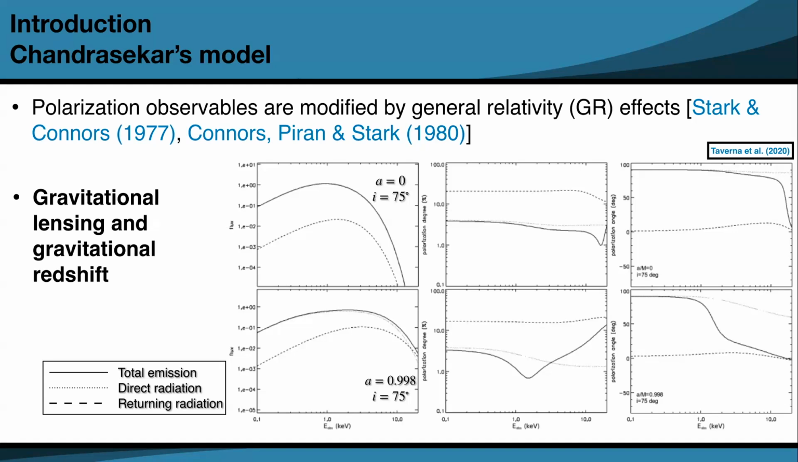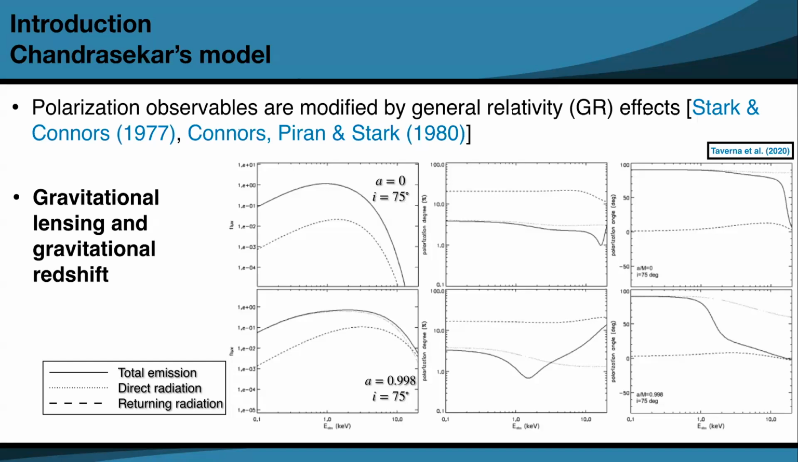But we have a second component that is produced basically by gravitational lensing. That is this returning radiation component that is shown with dashed lines. This component is produced by photons whose trajectory is bent by the strong gravity. Those photons are forced to come back to the disk after the emission and re-interact once again with the disk medium before eventually reaching the observer. Because of this last interaction, this component is expected to have a very large polarization degree compared to the direct emission, and also to be polarized perpendicularly to the direct emission.